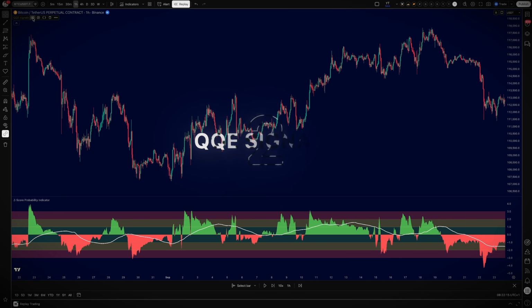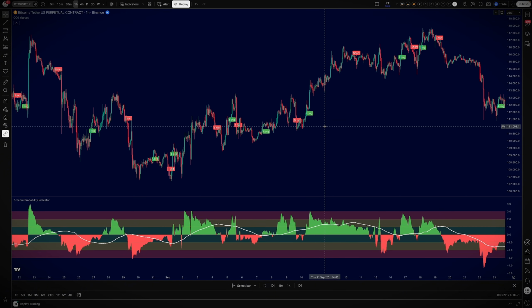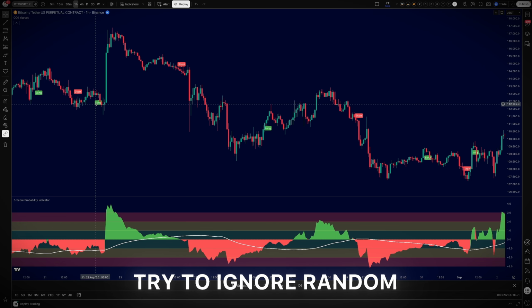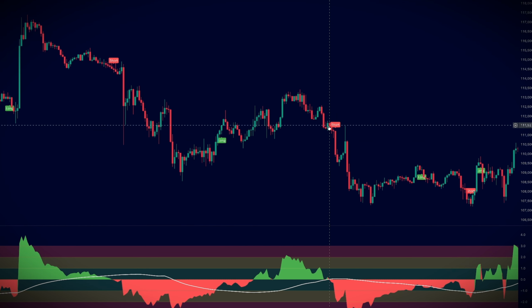It works as a smoothing filter, similar to a moving average, but it's adaptive. It shows the actual trend direction, trying to ignore random spikes. It prints long and short labels only when the movement is strong enough and confirmed. Combining these 2 indicators is like having 2 locks on a door. We only enter when both are unlocked.